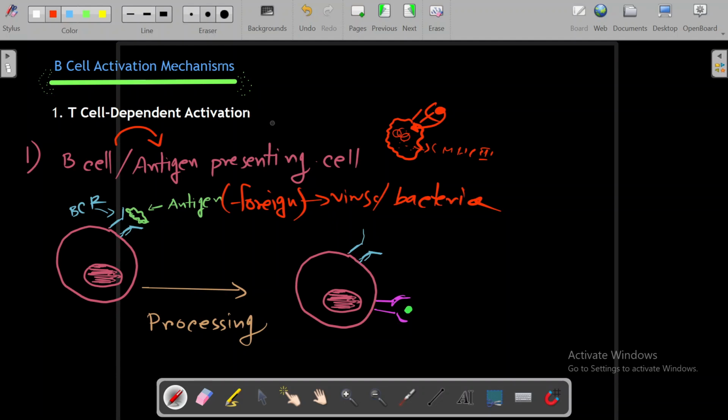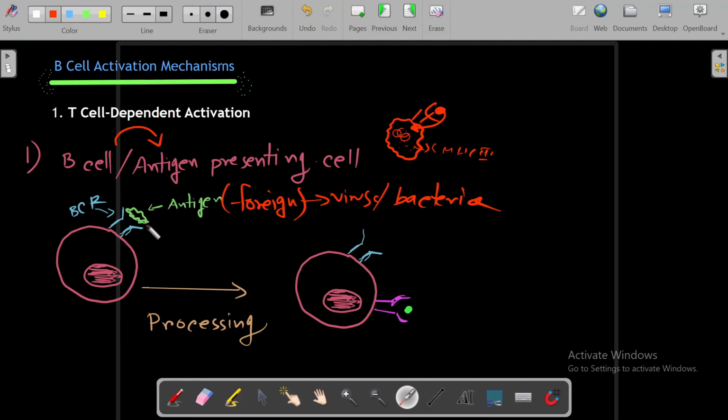Now in the humoral immunity, or in the T cell dependent activation of the humoral immunity, first what happens is this B cell receptor binds with the antigen, and antigen means this is a foreign antigen like virus or bacteria. After the correct binding, this virus or bacteria or pathogen can enter into this B cell.